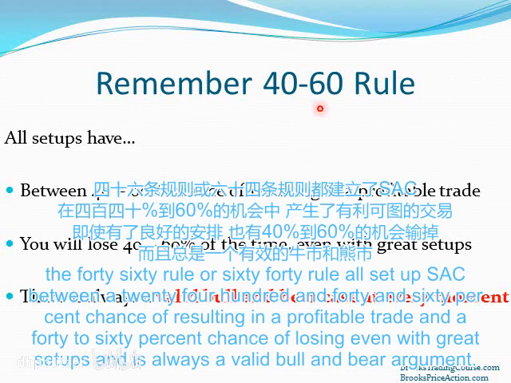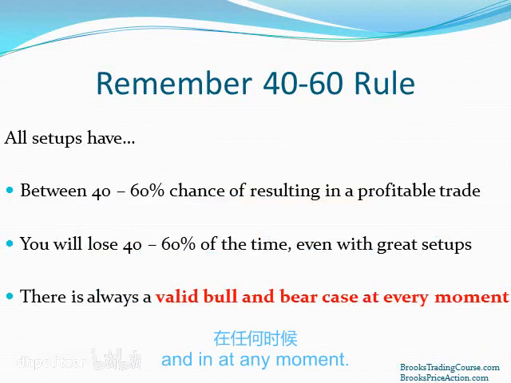Remember the 40-60 rule or 60-40 rule. All setups have between a 40 and 60% chance of resulting in a profitable trade, and a 40 to 60% chance of losing, even with great setups. And there's always a valid bull and bear argument at any moment.